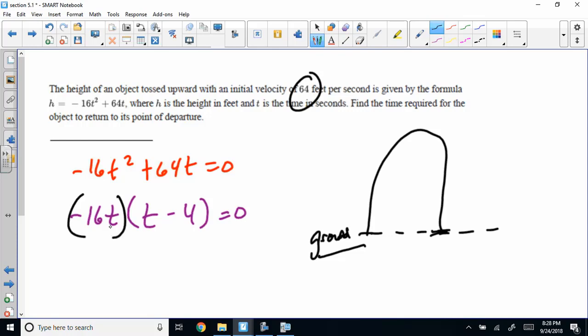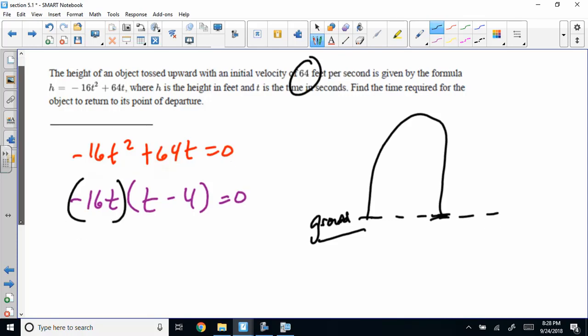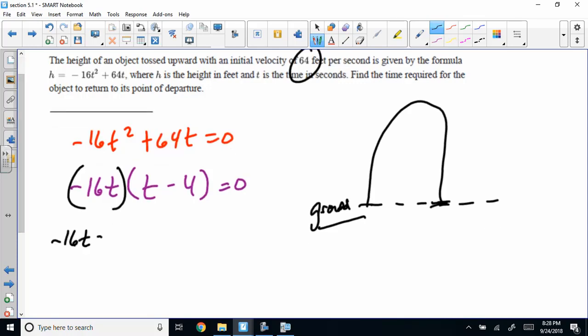So we actually have two factors here. Most people go, that's just that times that. No, it's two factors. So you take each factor equal to 0. That's right. So that one is automatically 0. Hey, that's when it started, right? And then, ladies and gentlemen, when did it return down to the ground?